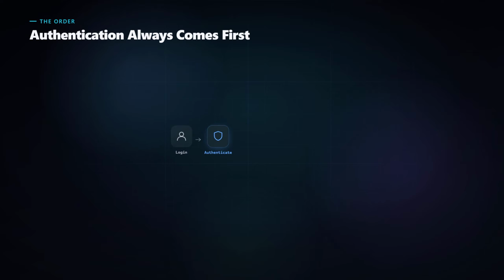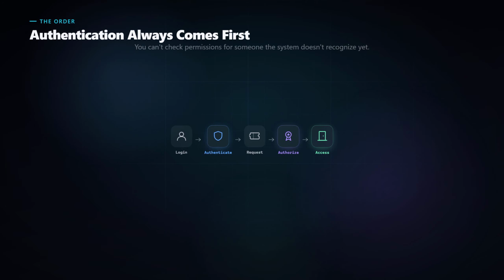Authentication always comes first. You can't check permissions for someone the system doesn't recognize yet. Log in, get an identity. Only then does every request that follows get checked against what that identity is allowed to do.